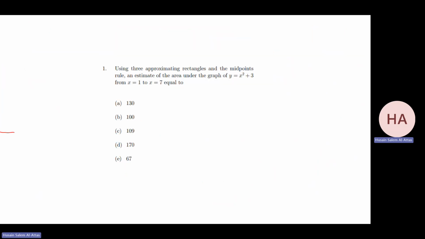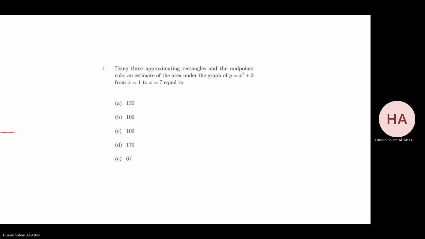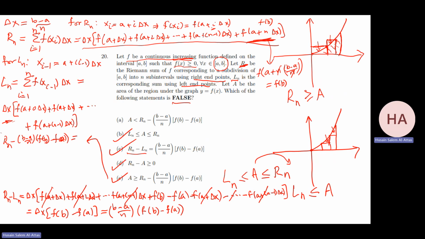Why? Let me do it here. This one is also true. Why? Because Rn, if you take this to the other side, I have Rn minus b minus a over n times f of b minus f of a. This is what? Take this to the other side, this is Ln. And we know Ln will be less than or equal to A. In other words, A is greater than this, which is Ln. So again, this is true.